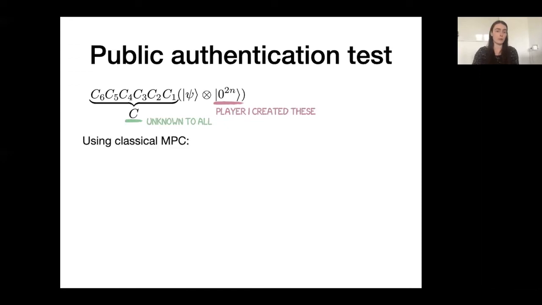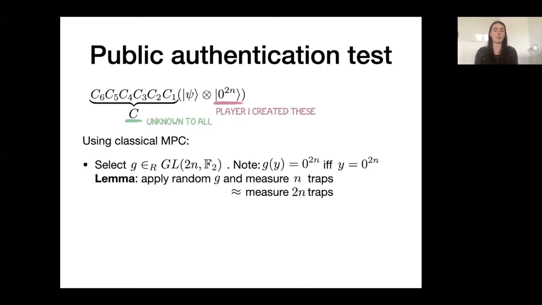Using classical multi-party computation, we select a random linear map, G, on 2n elements. And note that any such G has the property that G of y is 0 if and only if y is 0. So on honestly generated traps, applying G doesn't do anything. However, on dishonestly generated traps, which have at least a 1 in there, a random G maps them to a random non-zero string. So then it suffices to only check half of that string, because if it's a random non-zero string, then with high probability, you will see already a 1 somewhere in the first half.